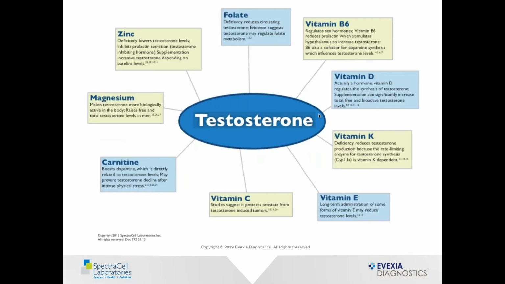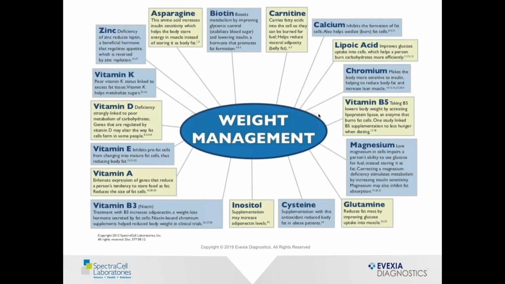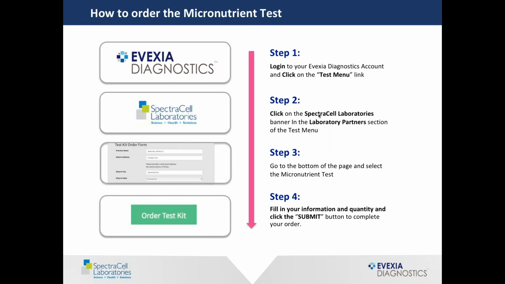Testosterone levels, these are associated with low testosterone levels. And weight management, right here, these are all associated with weight management and problems with obesity, and we know that's a big concern, especially in the United States. So hopefully you have a good idea of how to use this test, how to look at the sample report of what's going on, and if you have any questions, certainly you can contact us.